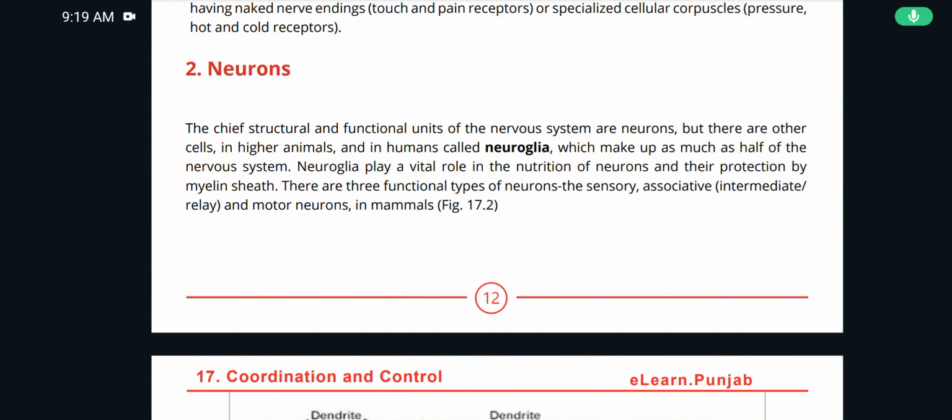Let's talk about neurons. The chief structural and functional units of the nervous system are neurons, but there are other cells in higher animals and in humans called neuroglia, which make up as much as half of the nervous system. Neuroglia play a vital role in the nutrition of neurons and their protection by myelin sheath. There are three functional types of neurons: the sensory, associative, intermediate/relay, and motor neurons in mammals.